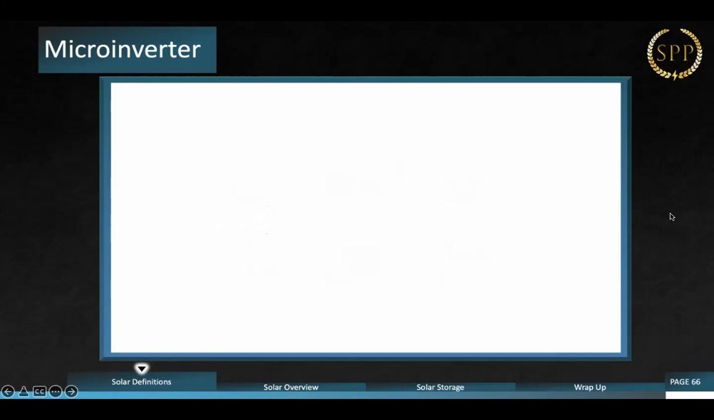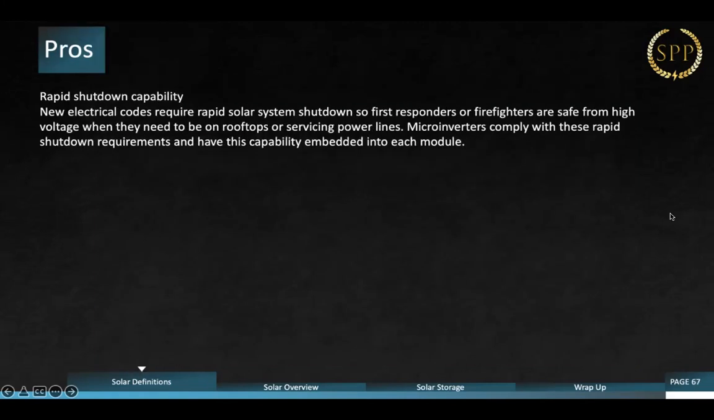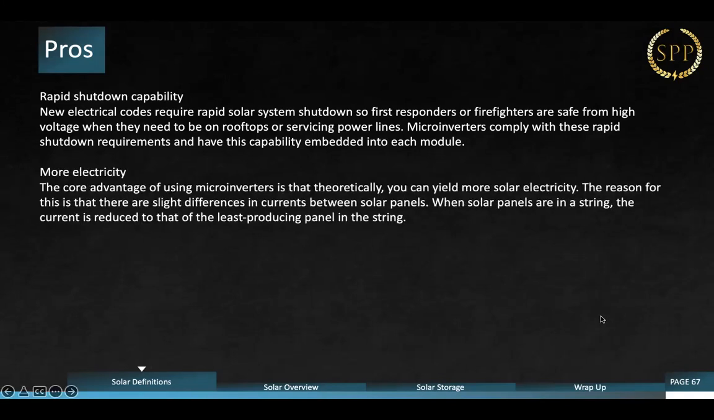So let's talk about that. Pros: rapid shutdown capability. New electrical codes require rapid solar system shutdowns so first responders and firefighters are safe from high voltage when they need to be on rooftops or servicing the power lines. Microinverters comply with these rapid shutdown requirements and have the capability embedded in each module itself.